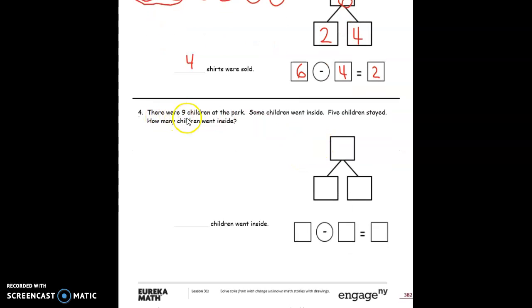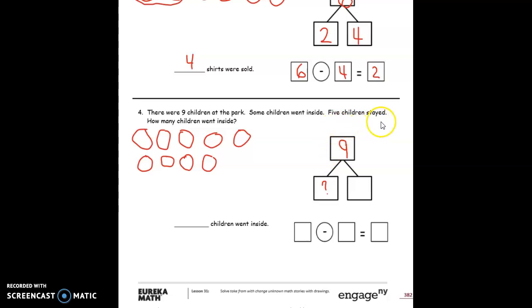Number 4. There were 9 children at the park. Some children went inside. 5 children stayed. How many children went inside? Let's draw 9 children. So we know we have 9 children at the park. We can go ahead and write that in our number bond, in the total box. Some children went inside. We need to figure this number out. And 5 children stayed. Go ahead and circle 5. And then write it in your number bond.